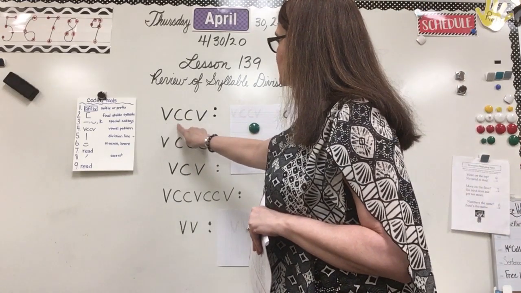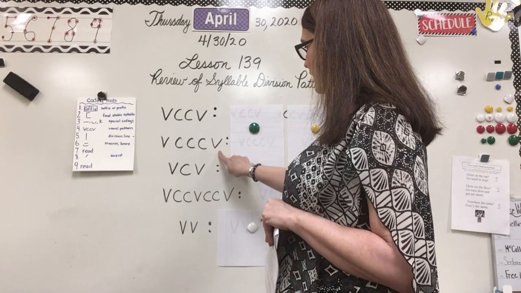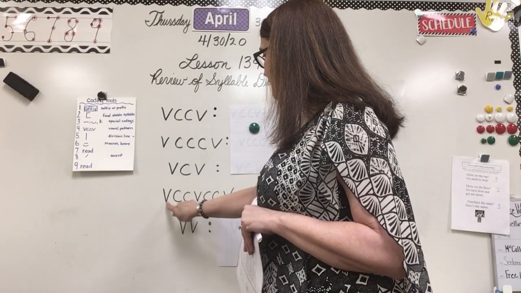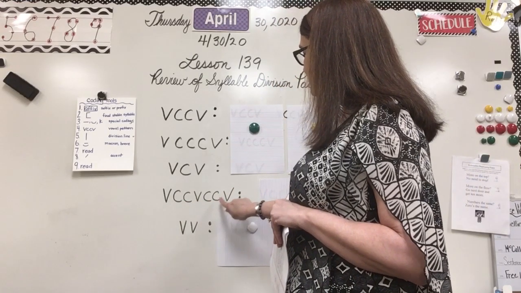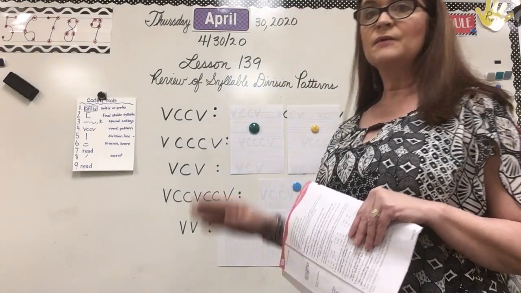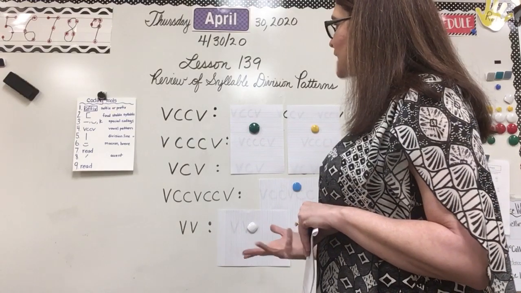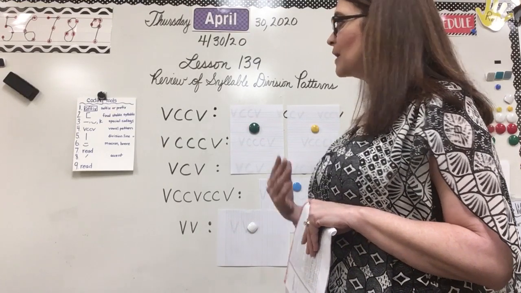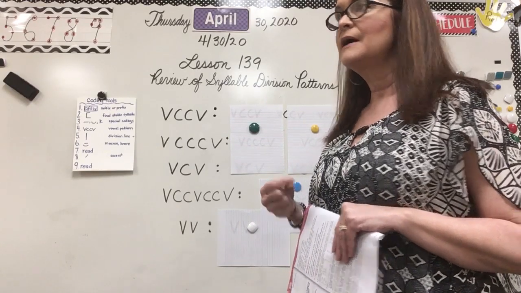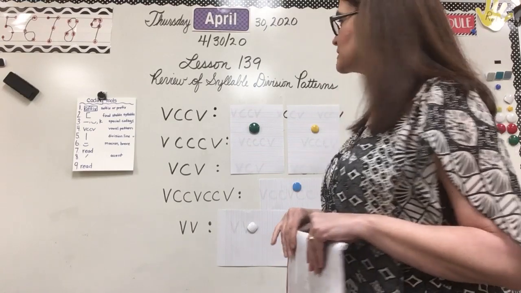We've learned a VCCV pattern, a VCCCV pattern, a VCV pattern, and our longest one, the VCCVCCV pattern, and our VV pattern. Depending on the word, we'll establish where we actually put our division line and our accent marks. We're going to have some examples of those in just a minute.